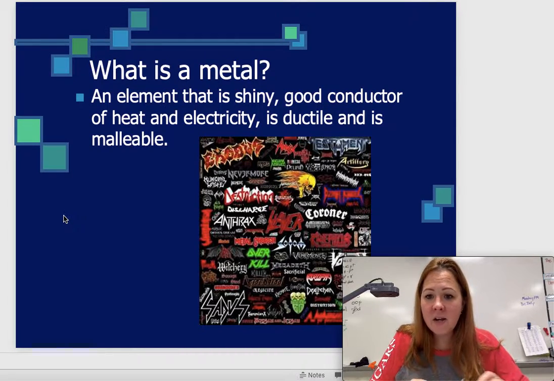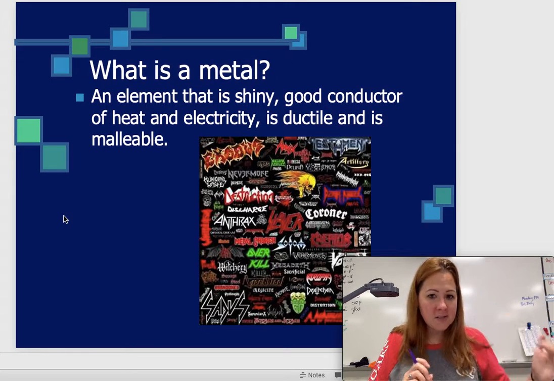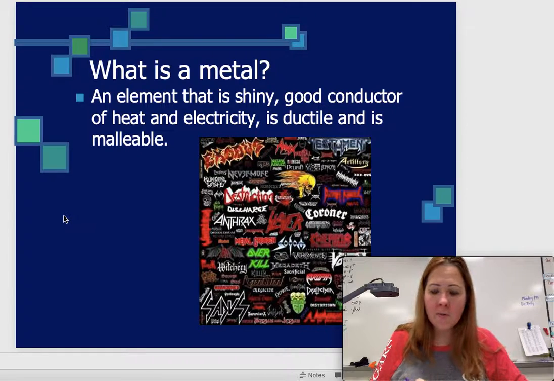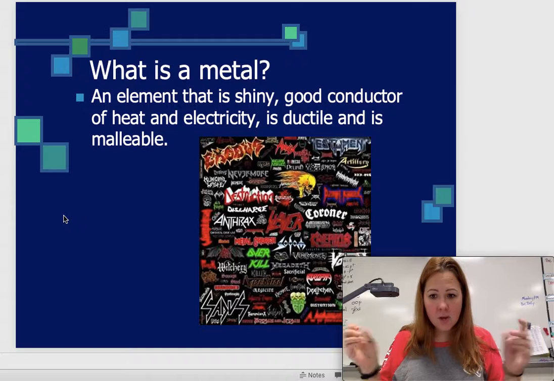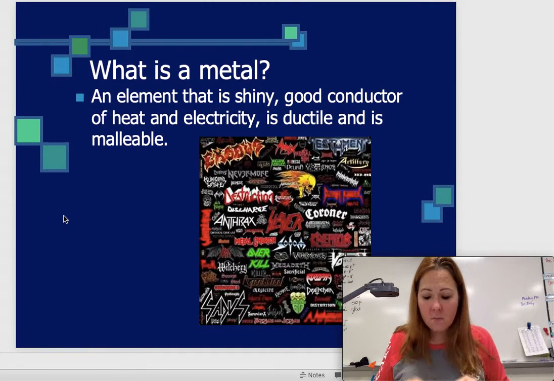They conduct heat and electricity. Conducting heat and electricity just means that it will travel across a metal. It's ductile. Remember, I don't know if you remember from 8th grade or not, but ductile means that you can draw it out into wires. And then malleable means that you can pound it flat into sheets. So you can make tin foil or gold foil or aluminum foil. That just means that you can pound it out real flat.